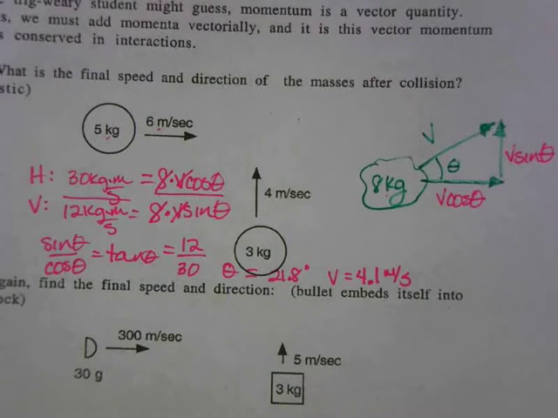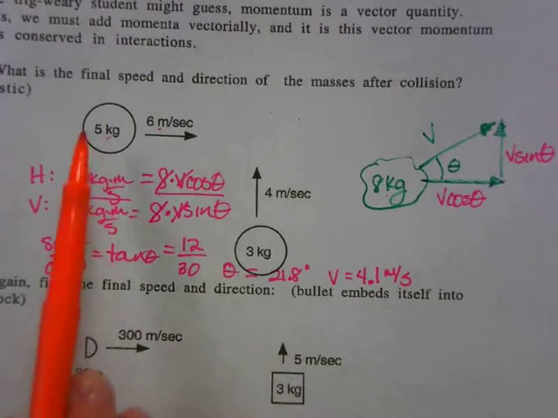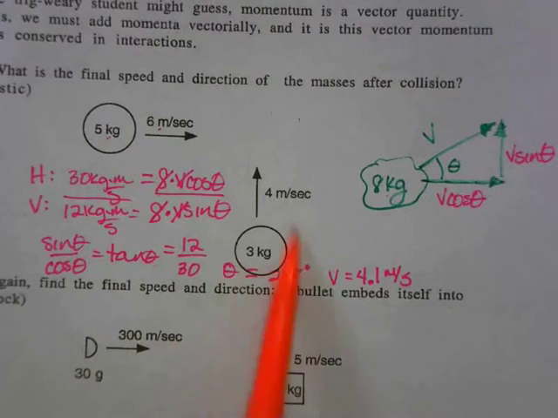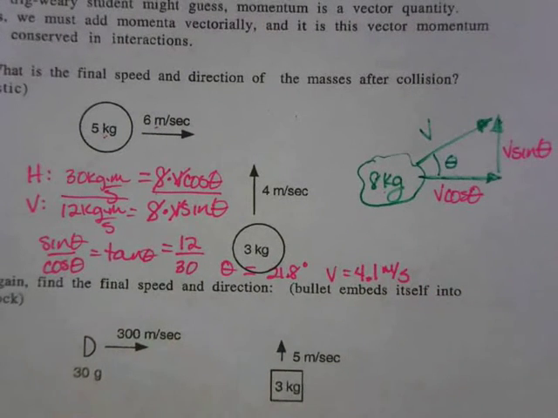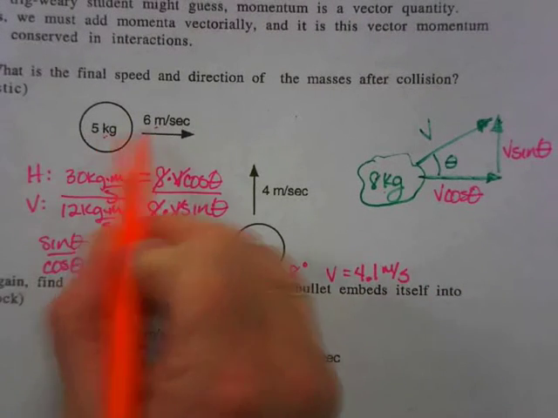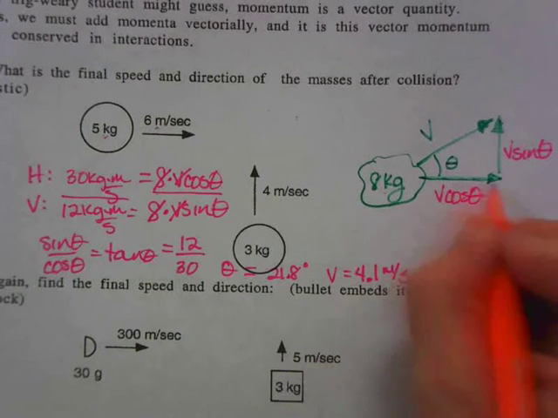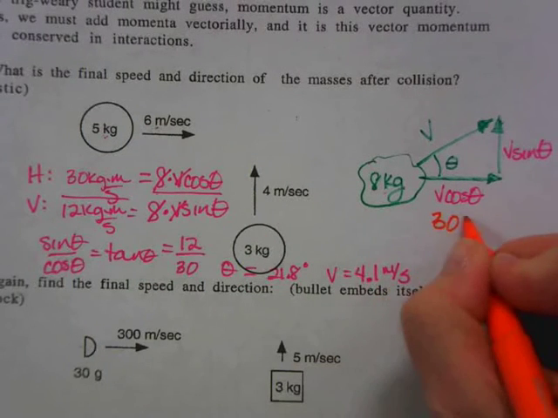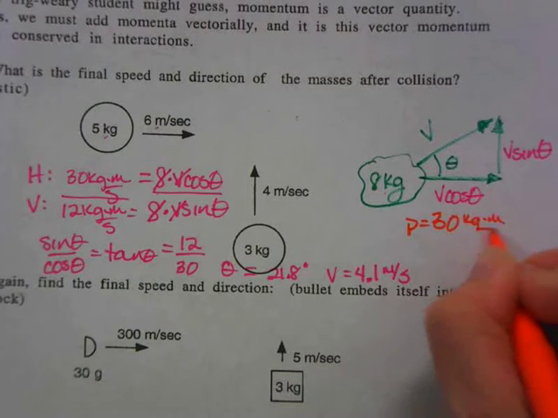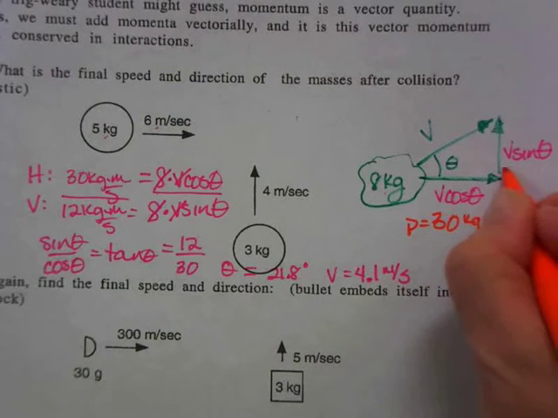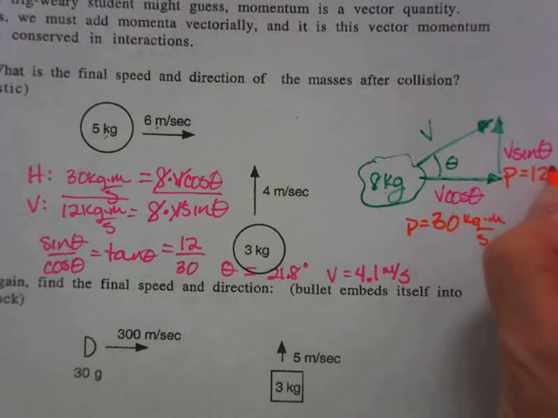Another way to do this would be to just transfer the numbers for the horizontal and vertical momentum to this side of the equation. So now ignore the pink. 6 times 5 is 30, so the horizontal momentum is 30, so I'm going to put P equals 30 kilogram meter per second. And the vertical momentum is 12 kilogram meter per second.